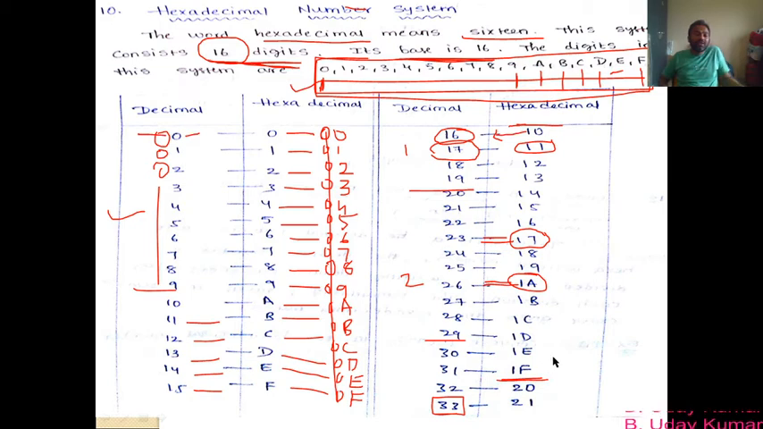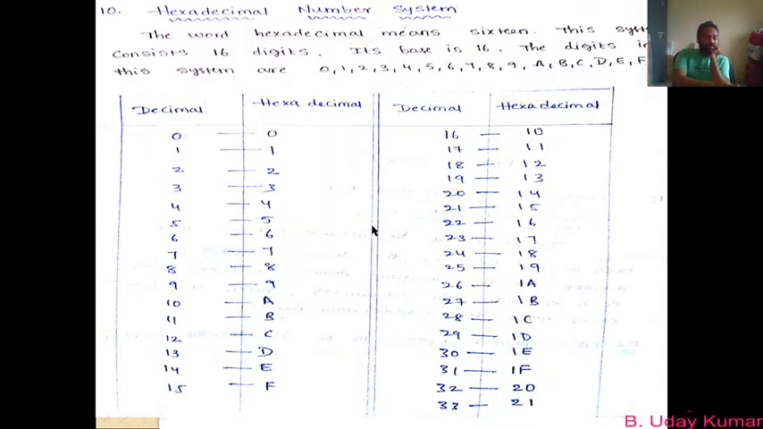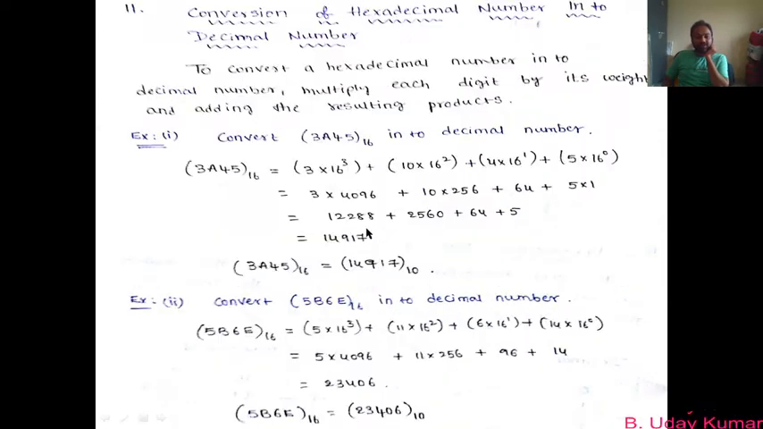This is the table which explains how to write the hexadecimal number system logically in increasing order. I hope it is clear. Let us erase everything and move on to our next slide. This is the conversion of a hexadecimal number into a decimal number. How do we convert a hexadecimal number into a decimal number? This is what we are going to understand in this slide.